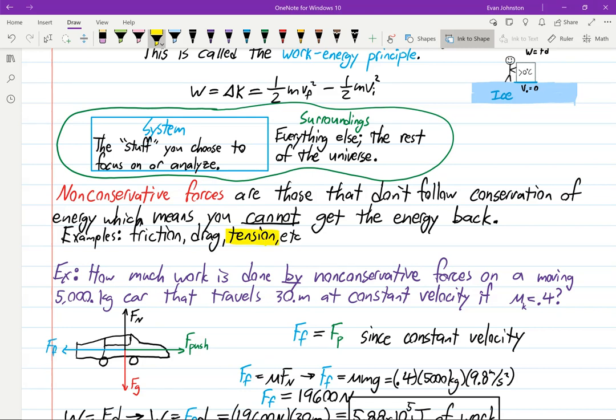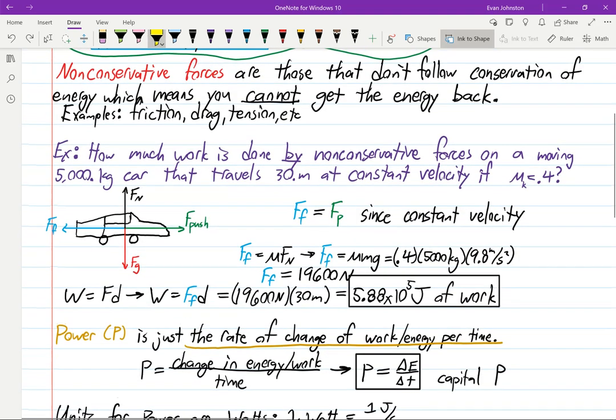Tension is also a non-conservative force. You can pull on a rope all you want, and you're not going to get that energy back out of it, unfortunately. And so let's look at an example. How much work is done by non-conservative forces? That means out of friction, drag, tension, those. How much work is done by these?